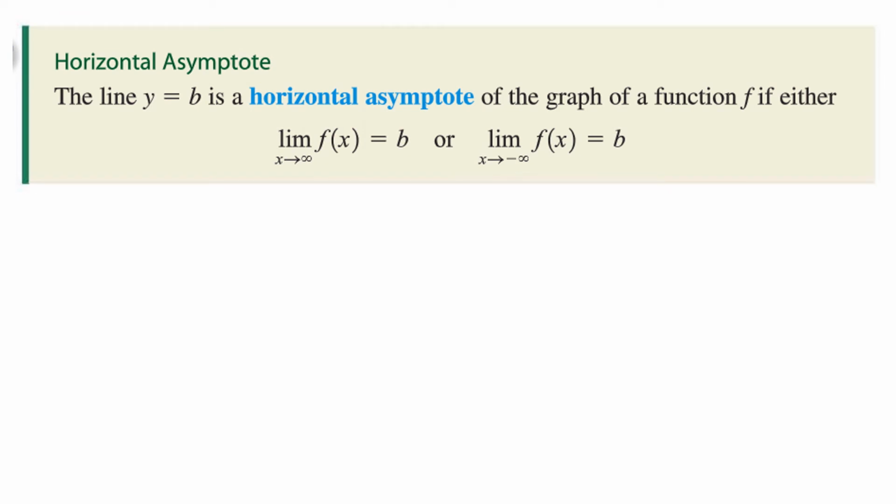Okay, let's move to horizontal asymptotes. The line y equals b, by the way, is a horizontal line. It is a horizontal asymptote of the graph of y equals f of x if either the limit as x tends to infinity of f of x is b, or the limit as x tends to minus infinity of f of x is equal to b, and b is some constant.